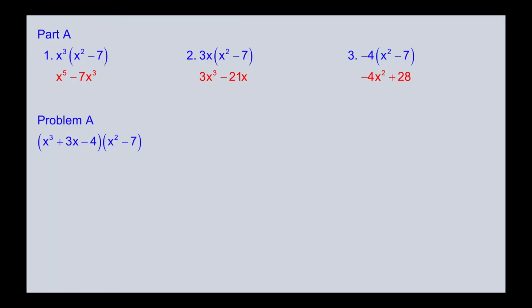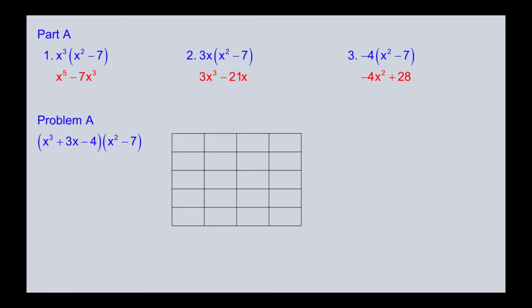So now what we're going to do is the same thing we did in part A, but the problem is written a little differently. So here we have x to the third plus 3x minus 4, a trinomial that we're multiplying by this binomial. And there's several ways to do it, and the way that we're going to go through it uses the area model. And in the area model, we have this grid, and we're going to fill in our different terms onto the different parts of the grid.